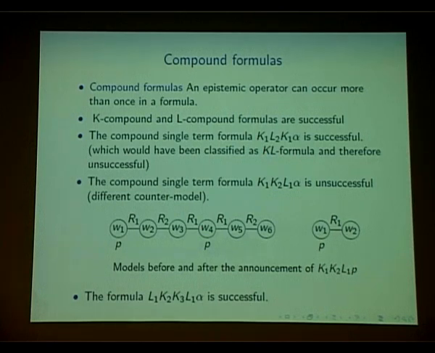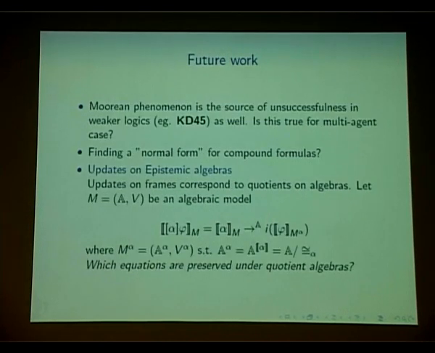Just to give you an example: in the compound case, K1L2K1 alpha, which would have been classified as a KL formula, here becomes successful. And one of the reasons is the frame is transitive. So the occurrence of an epistemic operator more than once creates this problem, and the generalization doesn't transfer to the compound formula case. Now this is my last slide.